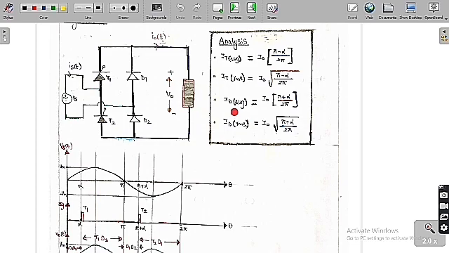And if you want to know the average value of the diode current, for the diode D1 the current is flowing from 0 to alpha, and again from pi to 2 pi. So overall I0 into (pi plus alpha) by 2 pi is the average value. And the RMS value of the diode current is I0 into under root of (pi plus alpha) by 2 pi. So this is the analysis of this circuit.